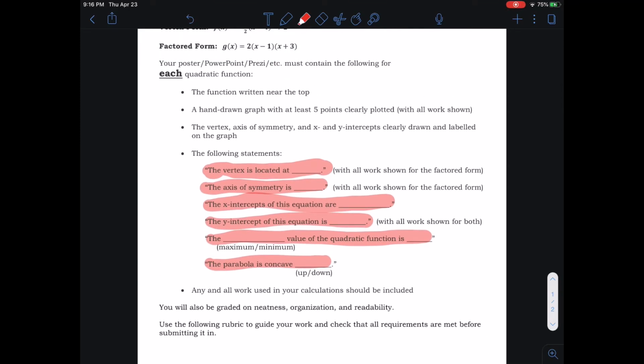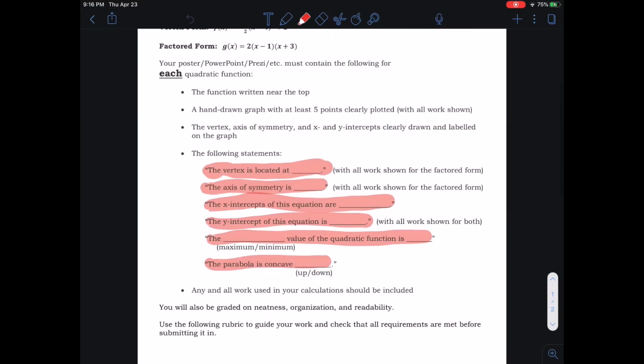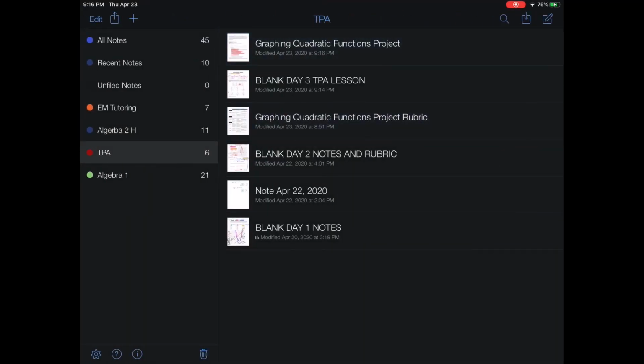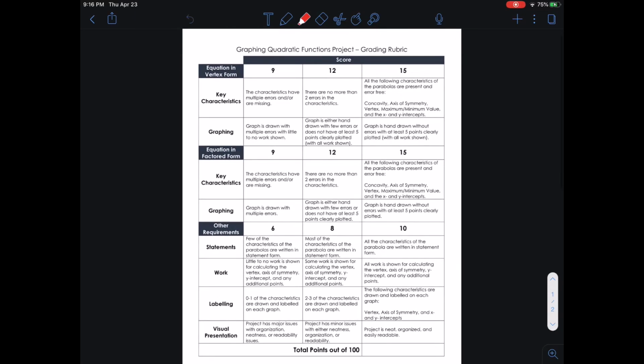You will also be graded on neatness, organization, and readability. I want you to use the following rubric to guide your work and check that all requirements are met before submitting it. You can look at that and see how you're going to be graded. Essentially, you're going to be graded on finding the key characteristics with minimal error, and on how you graph it with at least 5 points clearly drawn and all work shown. Make sure you do that for both types of functions, in each form.